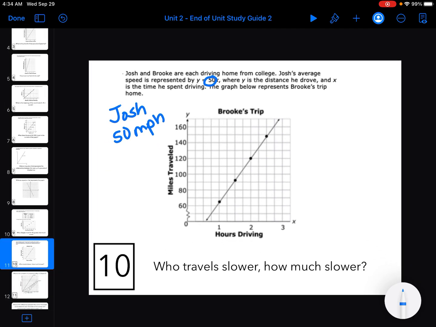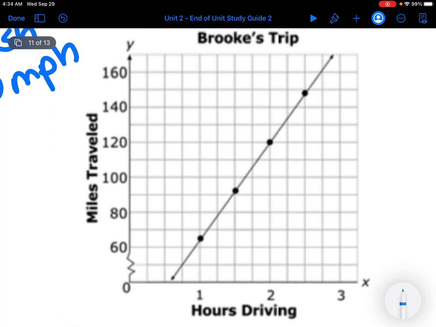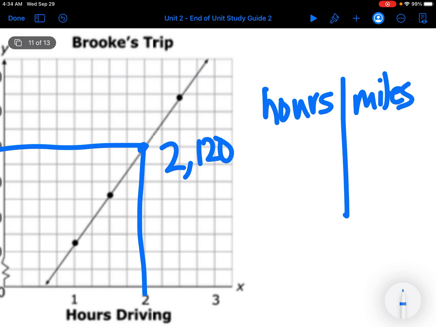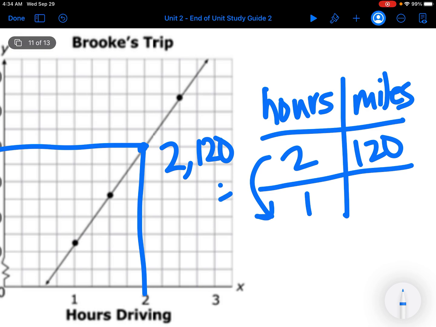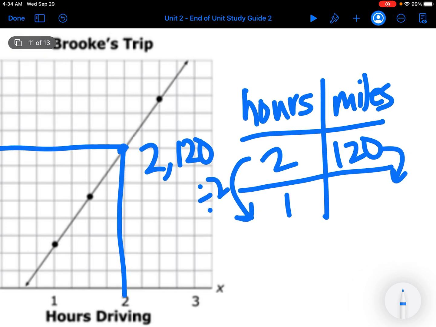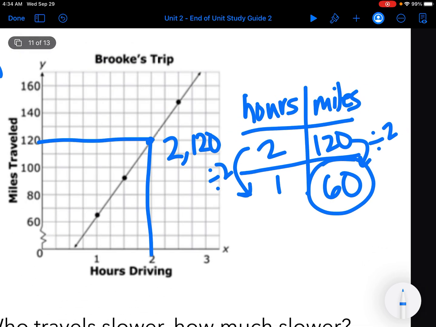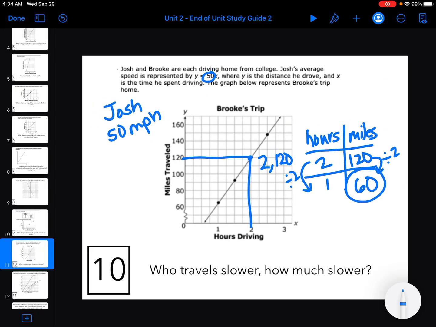Brooke, on the other hand, goes 120 miles in 2 hours. I want to figure out what it is for 1 hour so I can compare them. Brooke goes 60 miles per hour. So who travels slower? Josh, and he goes 10 miles per hour slower.